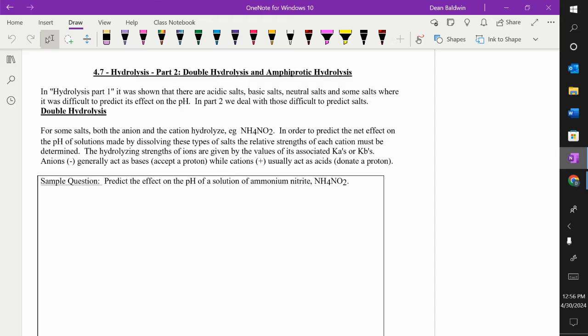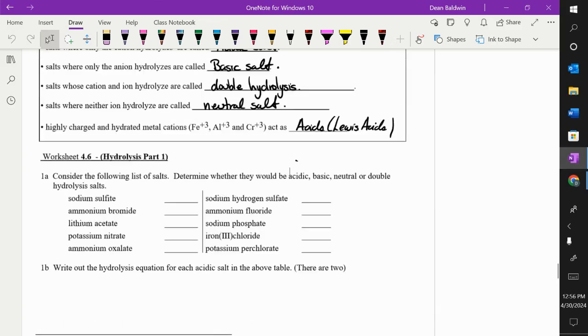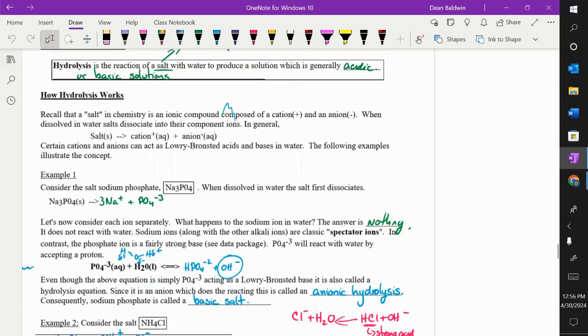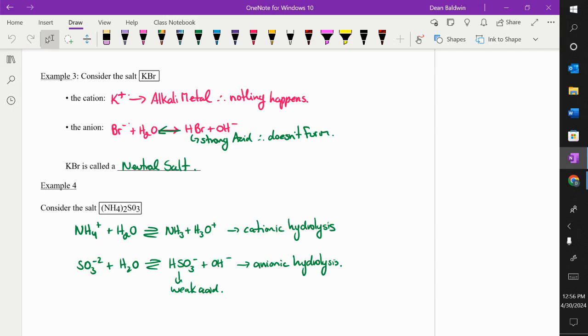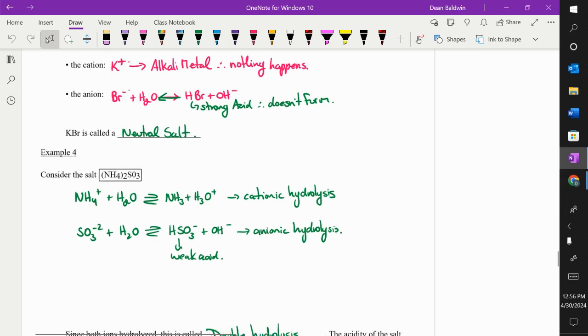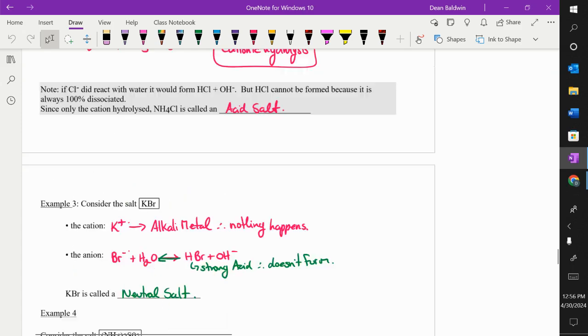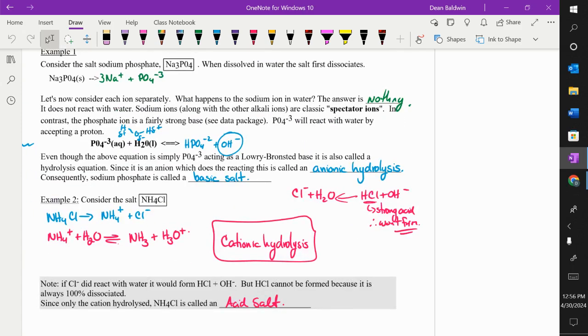We looked at hydrolysis, which is dumping basically a salt into solution. And we got sort of three ways. If they both were either spectators or forming strong acids, we got a neutral salt, no hydrolysis occurred. If we got one where the cation hydrolyzed, so the ammonium here donates a proton, we got an acidic solution. We called it cationic hydrolysis. So cationic gives you an acidic solution.